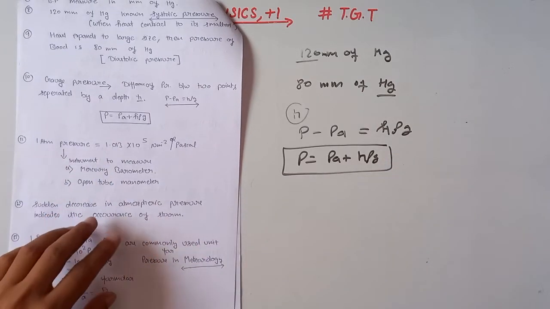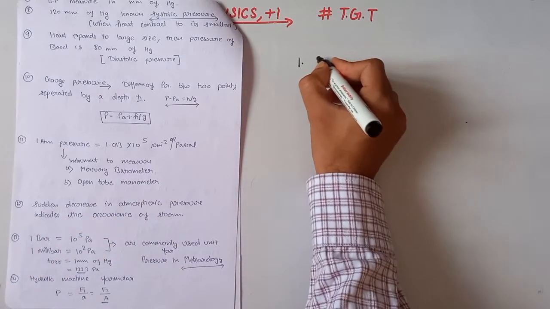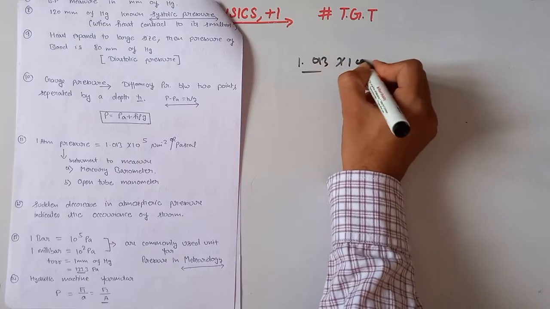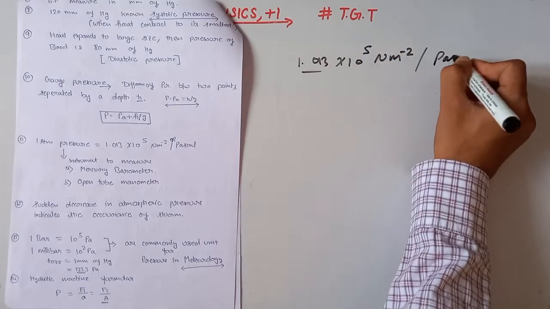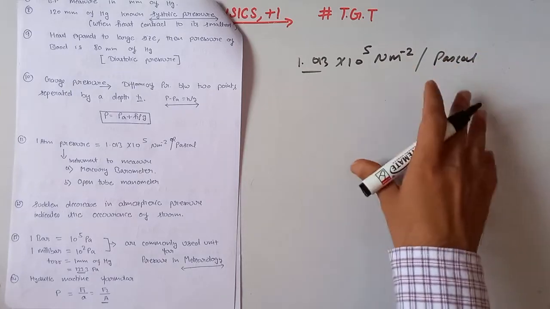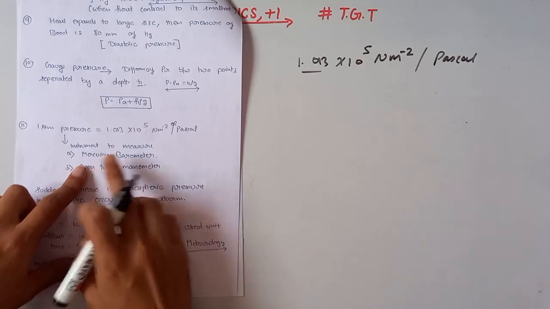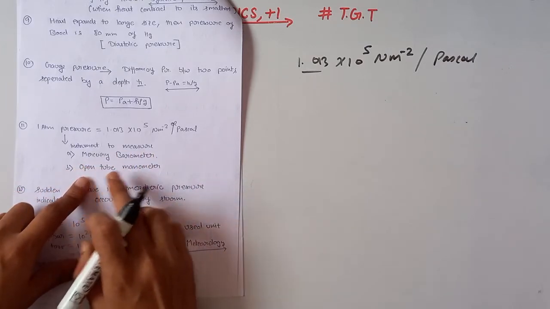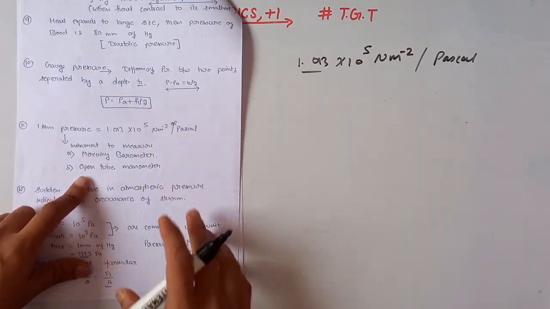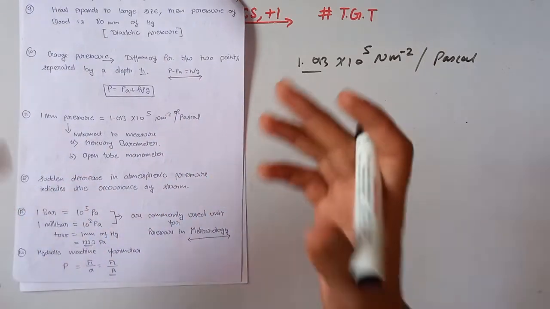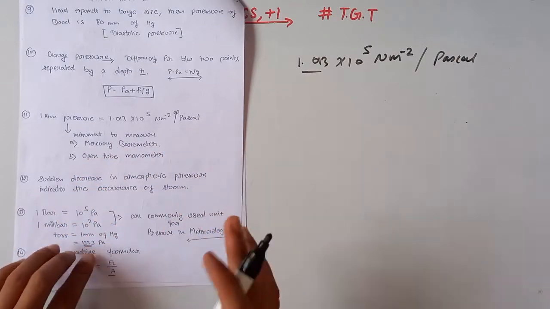Now, what is 1 atmospheric pressure? We know that the value of 1 atmospheric pressure is 1.013 into 10 raised to power 5 Newton meter minus 2, or Pascal. These are the two units of pressure, and pressure can be measured by a mercury barometer and by an open tube manometer. These are the two instruments to measure the pressure.